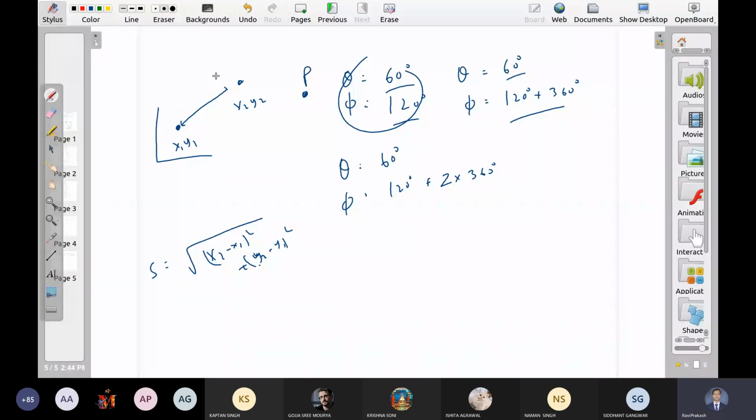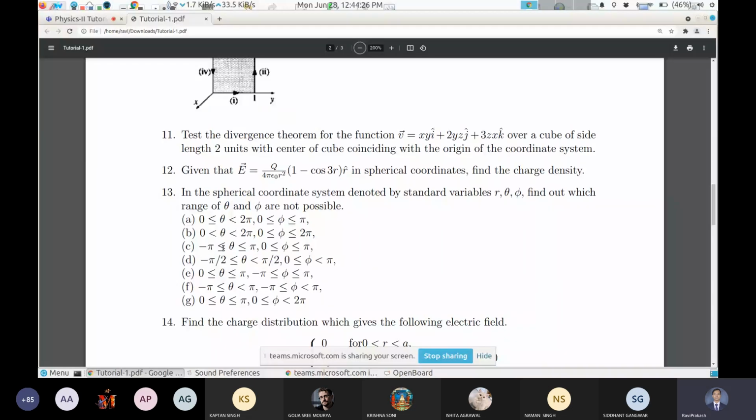Therefore, it is not a good idea to use a coordinate system which allows you to have multiple naming schemes for the same point. And therefore, this 13b is not a good range. It gives two names to one single point. Theta, phi is one point. Theta, phi plus 2 pi is another name. And that will give many problems when you do mathematical calculation. So such ranges are discouraged or strictly not allowed.